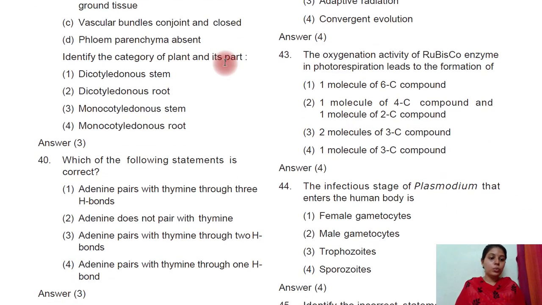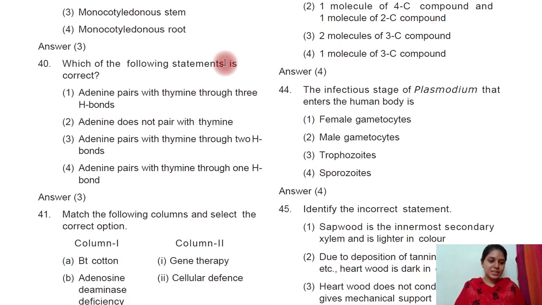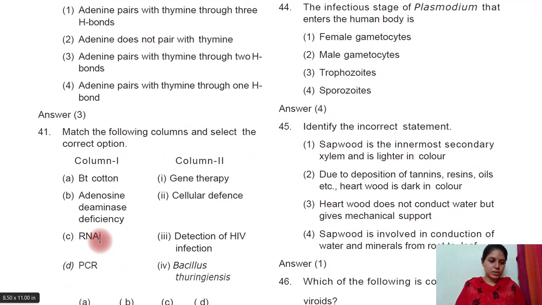Next question, which of the following statements is correct? Now we already know that A always pairs with T by a double bond, G with C by a triple bond. Now adenine pairs with thymine with 2 hydrogen bonds. Look at the other options. 3 hydrogen bonds, they do not pair at all. They pair with thymine through only one. So there's no such one bond. So the correct option is adenine pairs with thymine with 2 hydrogen bonds. Next question.